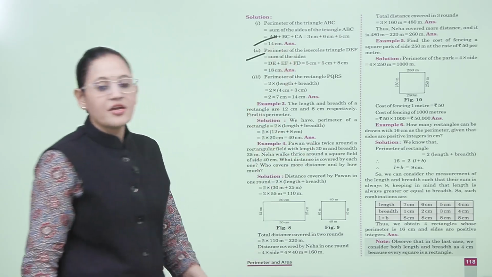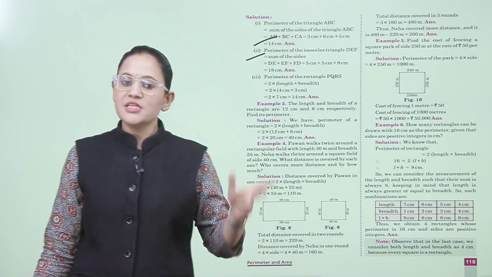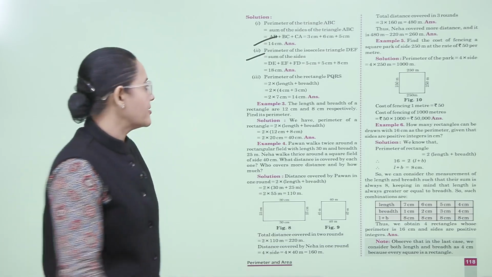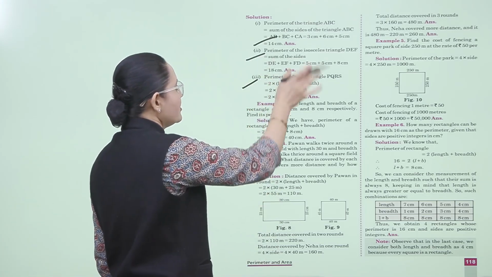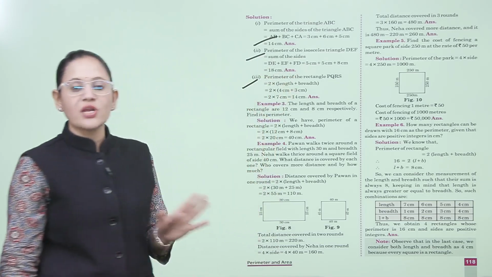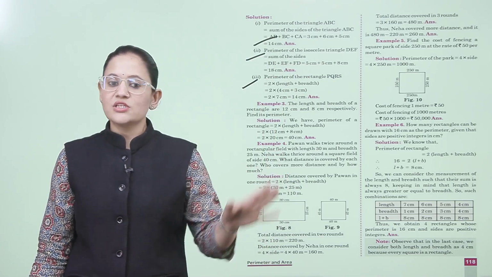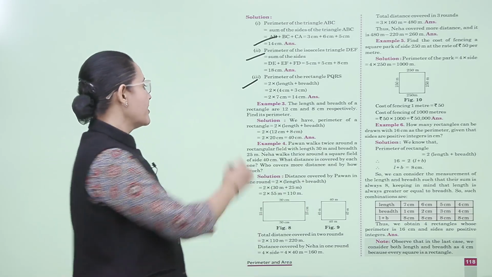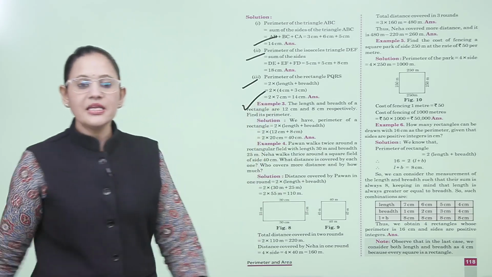In the second figure, the perimeter of the isosceles triangle, meaning two sides are equal, so 5 plus 5 plus 8, 18 centimeter. Perimeter of the rectangle PQRS, 2 into length plus breadth, means 2 into 4 plus 3, 4 plus 3 is 7, into 2, 14 centimeter. Now we will take another example, example 3.